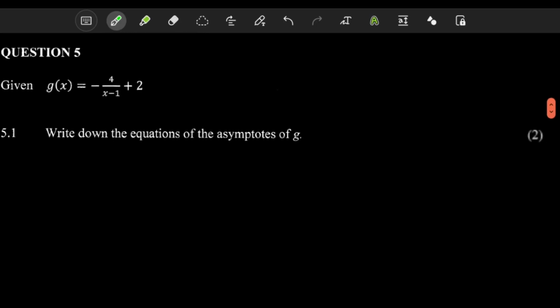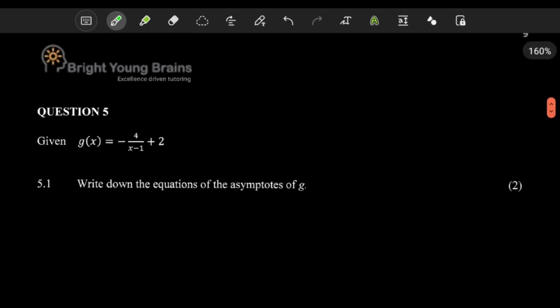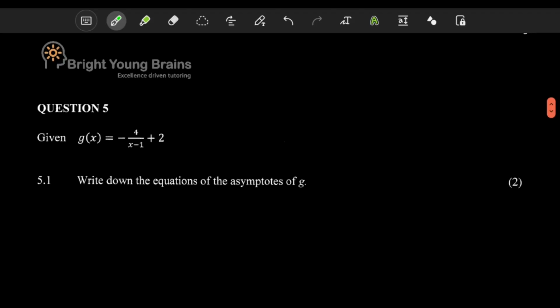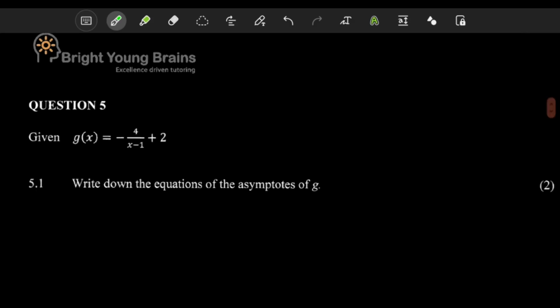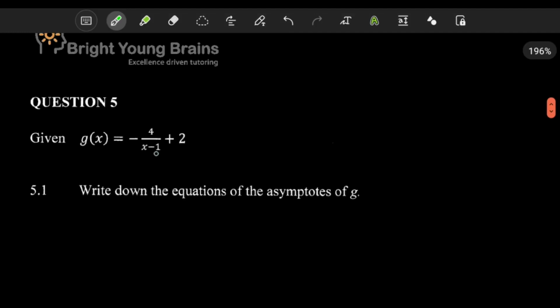Question number 5. It's a 2-mark question only, so that shouldn't be too difficult. We shouldn't overthink it in any way. We're clearly given a hyperbola, and we know that with a hyperbola, this gives us the x value of one asymptote, and this gives us the y value of the other asymptote, because remember, all hyperbolas have 2 asymptotes, one cutting the x-axis, one cutting the y-axis.